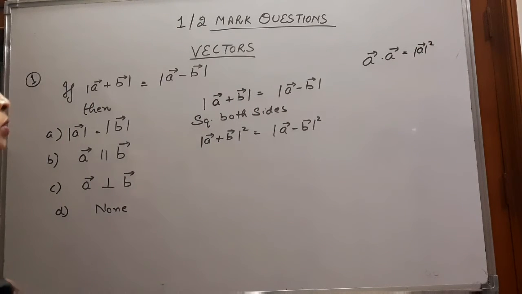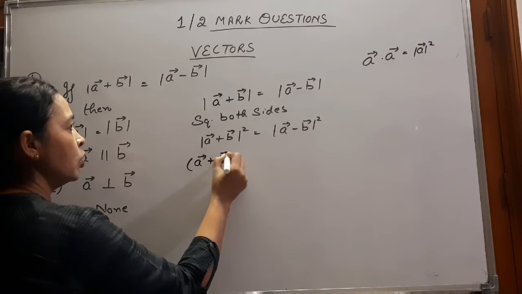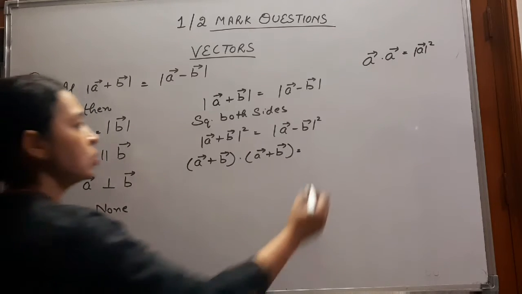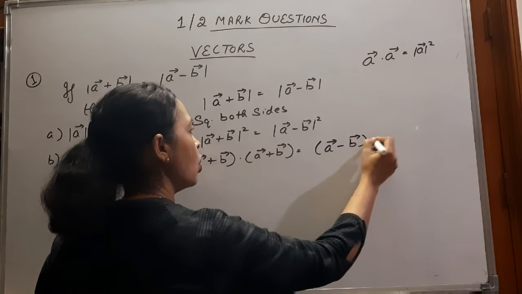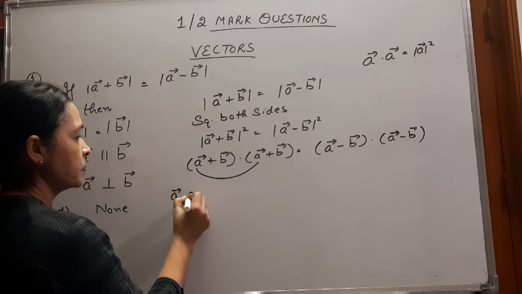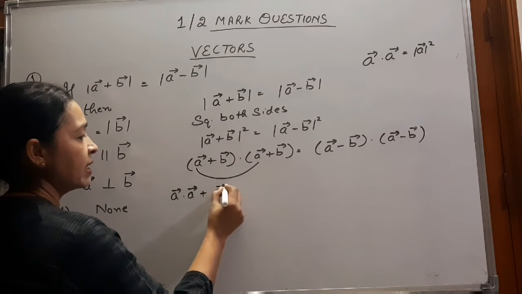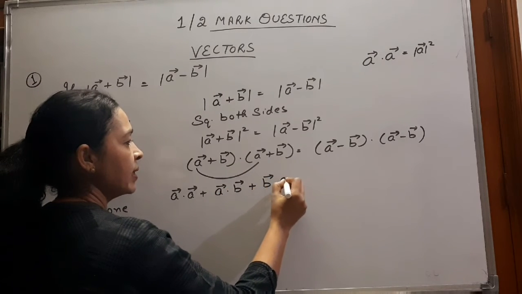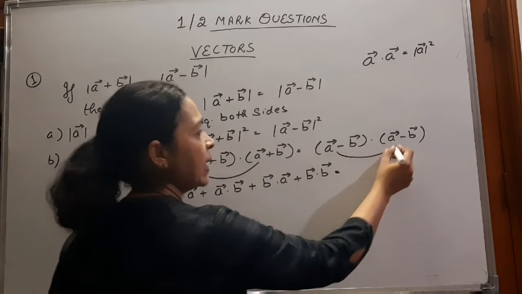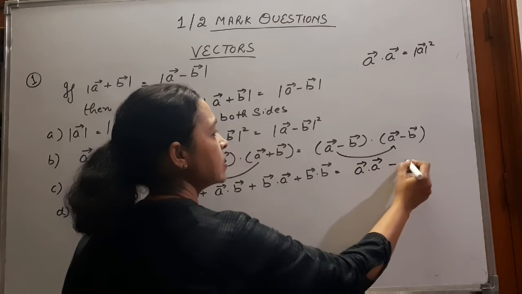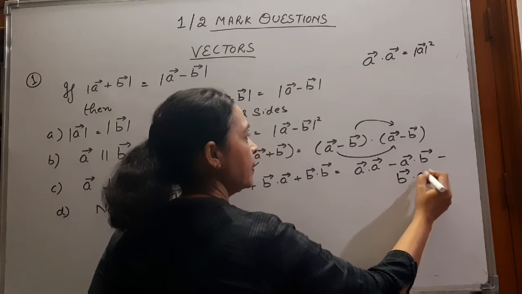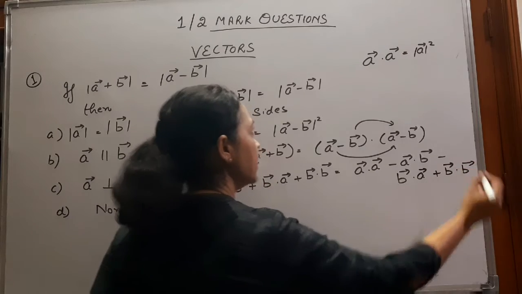Magnitude of vector A plus vector B whole square can be written as vector A plus vector B dot vector A plus vector B, equals magnitude of vector A minus vector B whole square, which can be written as vector A minus vector B dot vector A minus vector B. Now vector A dot vector A plus vector A dot vector B plus vector B dot vector A plus vector B dot vector B equals vector A dot vector A minus vector A dot vector B minus vector B dot vector A plus vector B dot vector B.